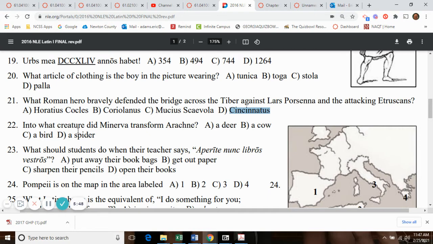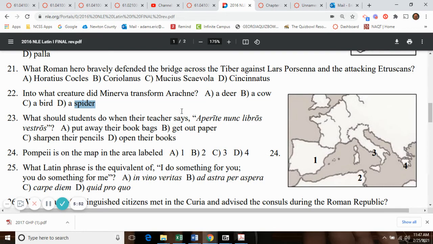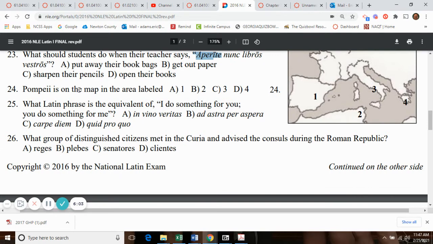Next, into what creature did Minerva transform Arachne? That's a spider, obviously. What should students do when the teacher says, aperite nunc libros, do something to your books? And so it's going to be that you open your books, aperite, from aperio, aperire, to open up. Pompeii is labeled what? Well, Pompeii is right south of Rome, and so in Italy is where it would be. Number 2 is where, of course, you find Carthage, and over here in Greece is where you would find Sparta and Athens. Sparta at number 4, Athens right above it, and of course that's Hispania, or Spain.